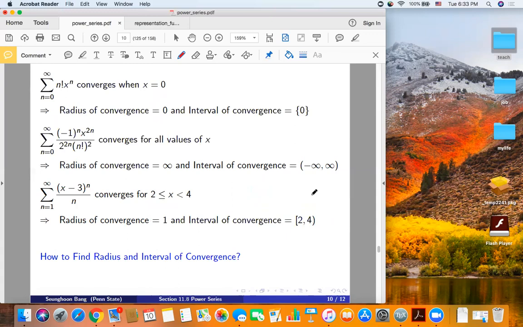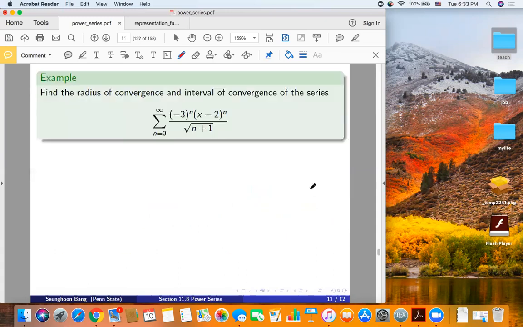How do we find the radius of convergence and interval of convergence? The main key is the ratio test or root test. This is the main idea. So for this problem, find the radius of convergence and interval of convergence of the series summation from n equals 0 to infinity of negative 3 to the power n, (x minus 2) to the power n, over the square root of n plus 1. So you use the ratio test.